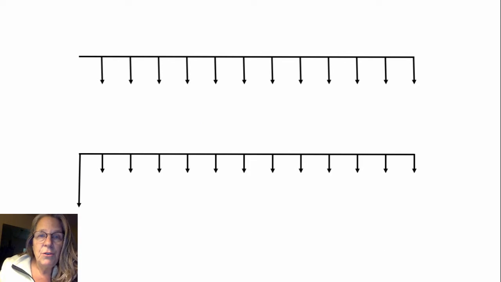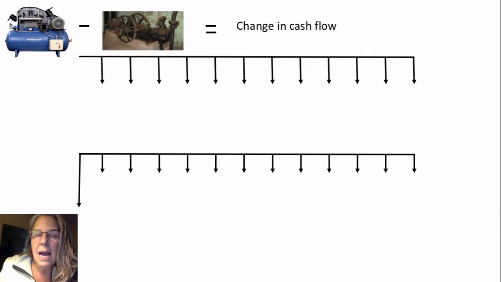And then we lay the two alternatives together. One is the old and one is the new. But in the case of replacement analysis, we do the analysis in a special way. We take the idea that we actually have the old compressor, and so if we replaced it, there would be a savings associated with not having the compressor.